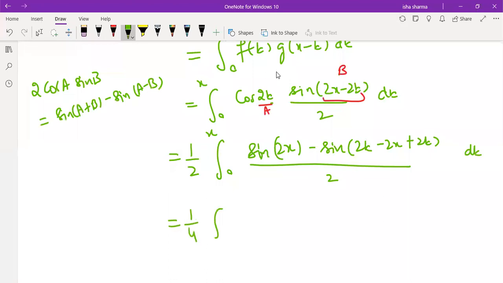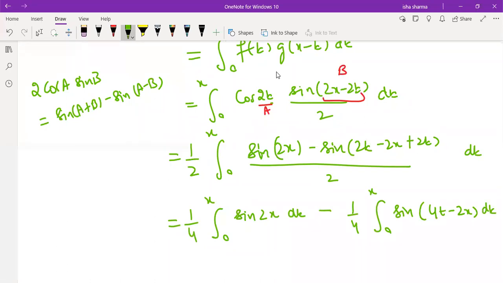You put that into the formula and you will get this: 1 by 4, integral 0 to x of sin 2x dt. So I'm splitting it up into further integrals. Minus 1 by 4, integral 0 to x of sin(4t minus 2x) dt, since 2t plus 2t is 4t. Now in the first integral, I can take sin 2x outside because the integration is with respect to t. So when you integrate with respect to t, it will be x minus 0 as the answer. And in the second integral, the integral of sine is minus cos, so this will become plus.